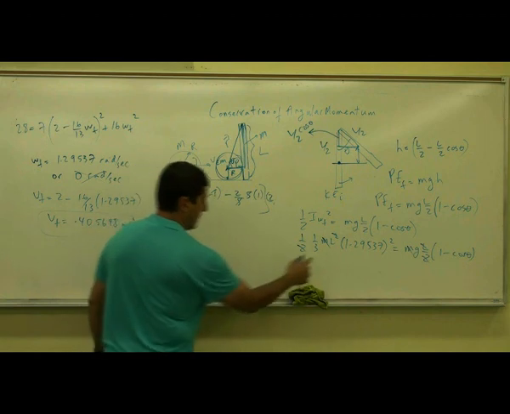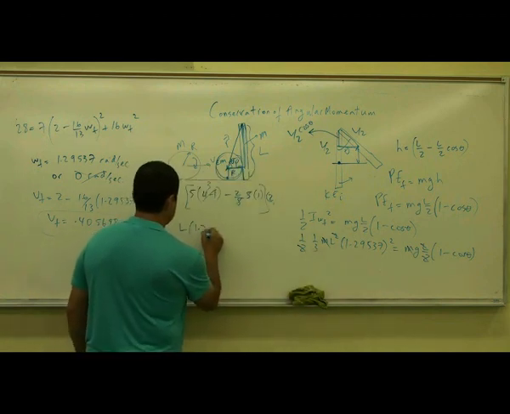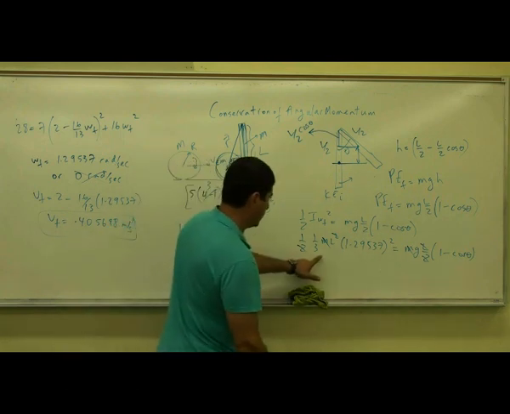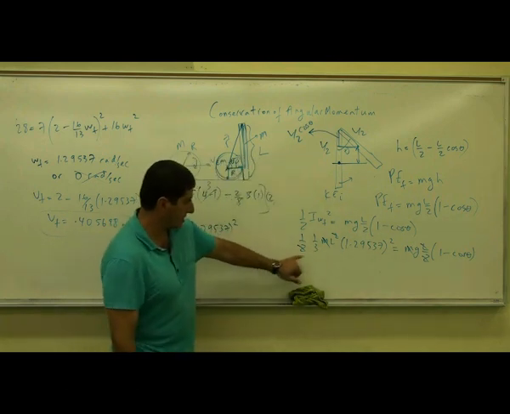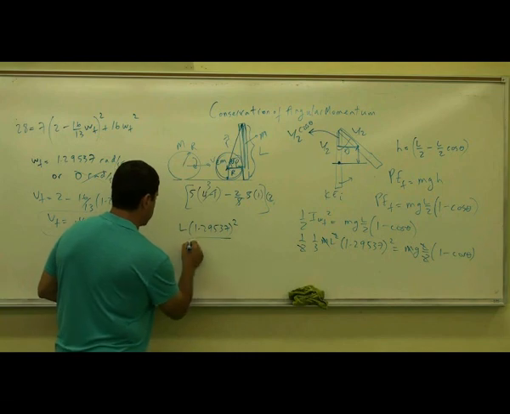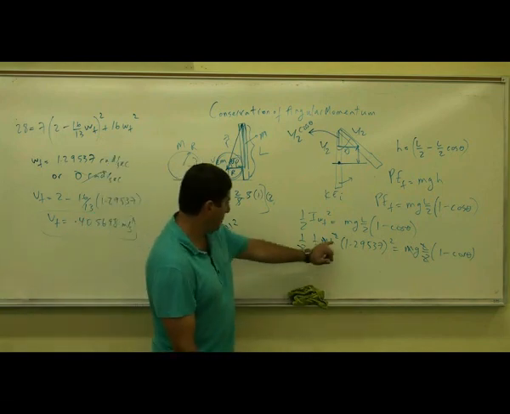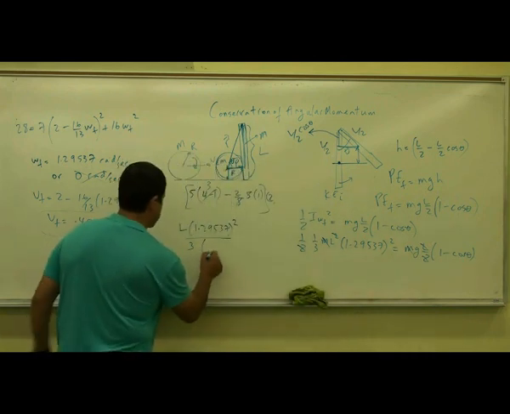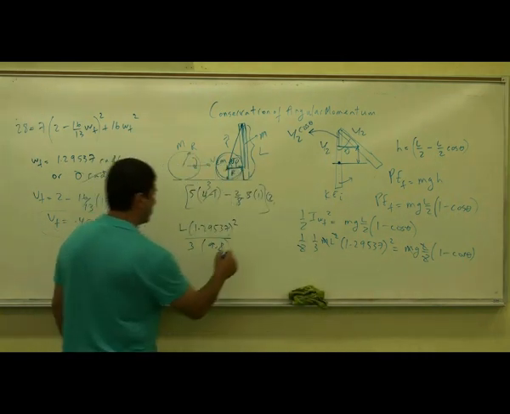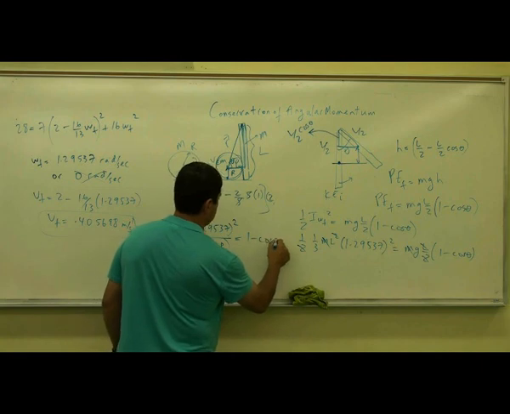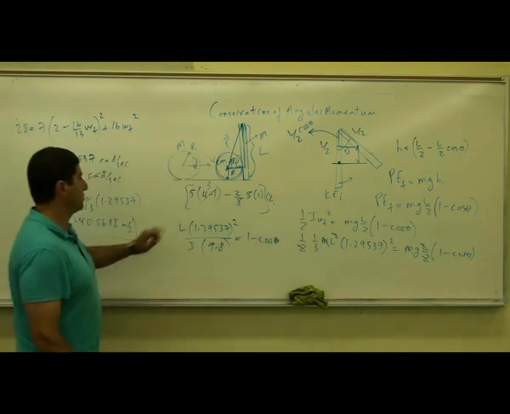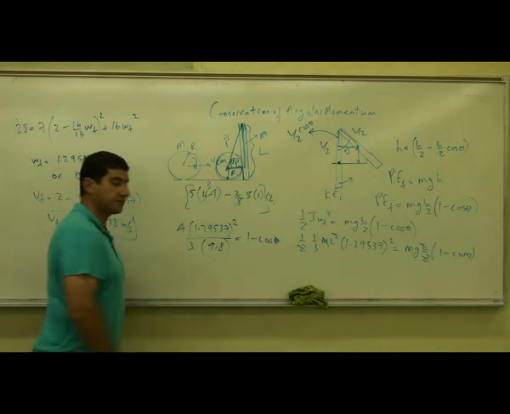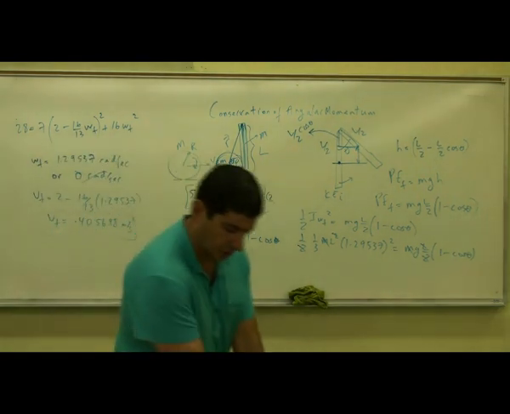We have 1.29537 squared. We got the 3 remaining, right? Because the 2's canceled, but the 3 didn't cancel. And then we have one of the L's remaining, and then the g goes down to the bottom. So that's 9.8. And that's equal to 1 minus cosine theta, right? And then L was the length of the rod, which was 4 meters. Okay? So let's calculate all of this.